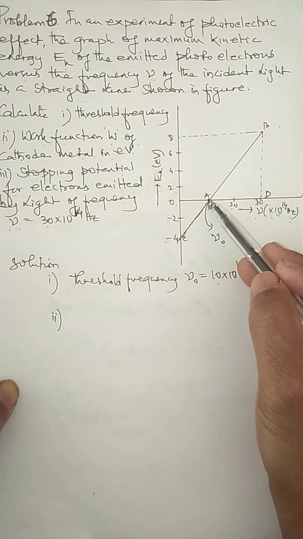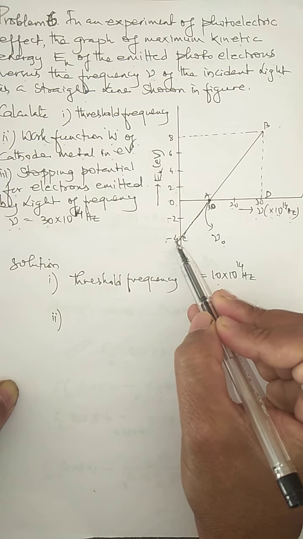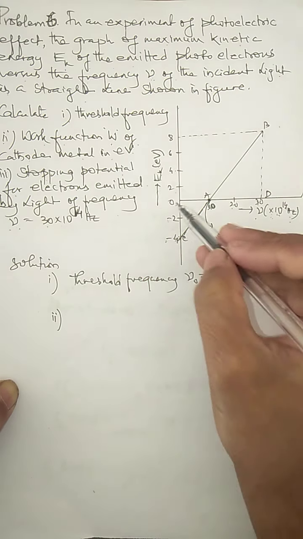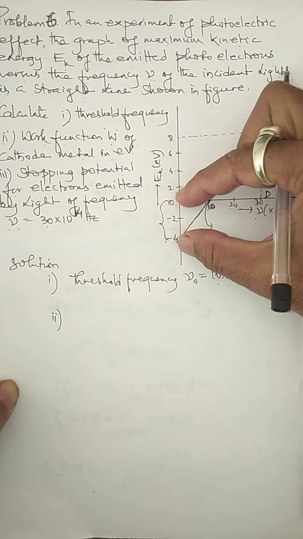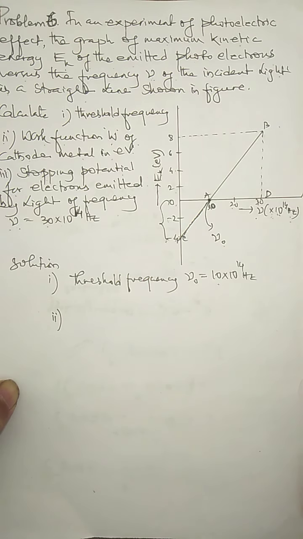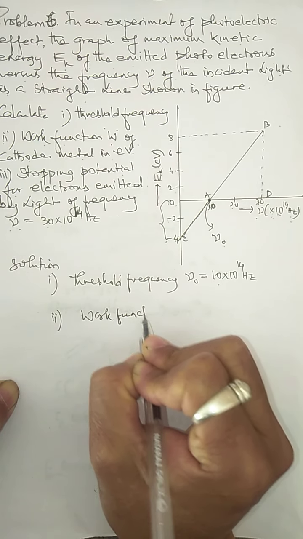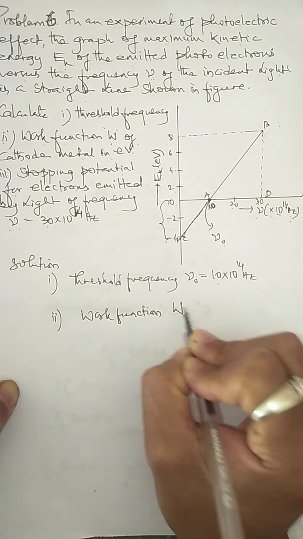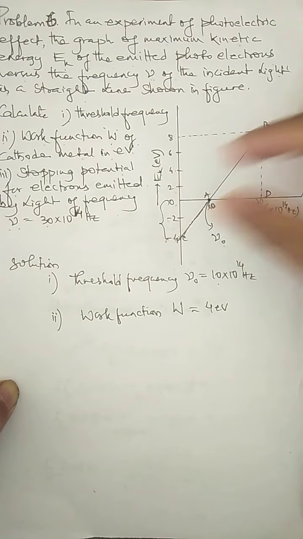So with respect to this frequency, if you draw a dotted line, which has already been drawn, it is meeting at -4 on the energy axis. So this is work function. So this is how much energy total? -4 electron volt. But you know work function is a negative function, but we write it as 4 electron volt only. Work function, which is W equals 4 electron volt. So from this graph, this is the work function.